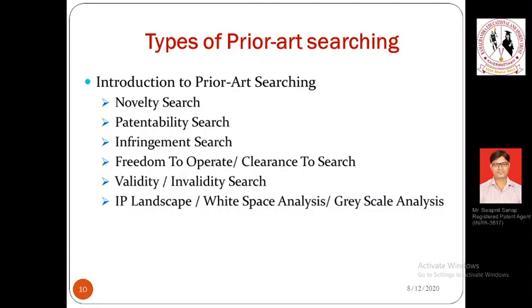First and most important is novelty search. As the name indicates, a search which is used to identify whether an invention or a subject matter is novel or not is referred to as novelty search. You may appreciate that novelty is the most important criterion for getting a patent granted.